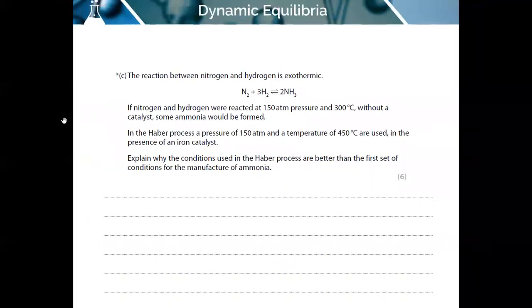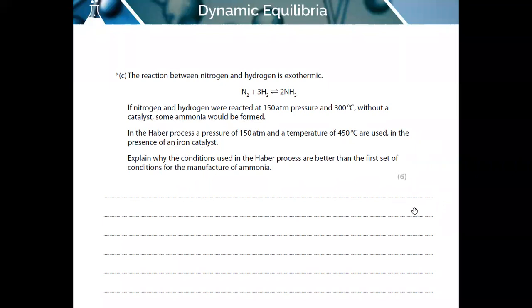Now, take a look at this question. This is what I was talking to you about. The reaction between nitrogen and hydrogen is exothermic. If nitrogen and hydrogen were reacted at 150 atmosphere pressure and 300 degrees centigrade without the catalyst, some ammonia would be produced. In the Haber process, a pressure of 150 atmosphere and a temperature of 450 are used in the presence of an iron catalyst. Explain why the conditions used in the Haber process are better than the first set of conditions for the manufacture of ammonia.